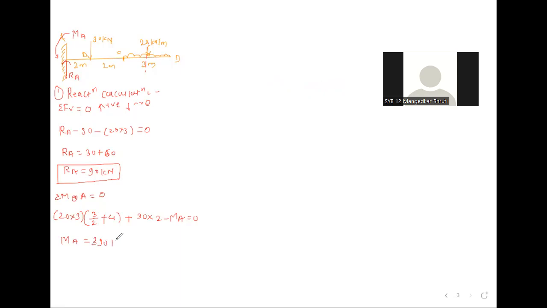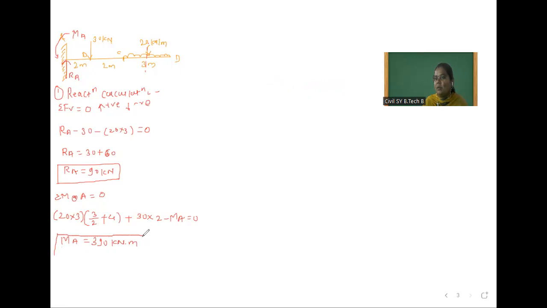360. 90 kilonewton meter. So this is the moment. Next step, we will calculate shear forces. Second step is shear force calculation. So we will start from this A point. RA value is 90.